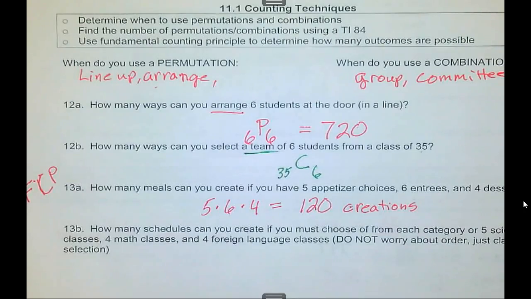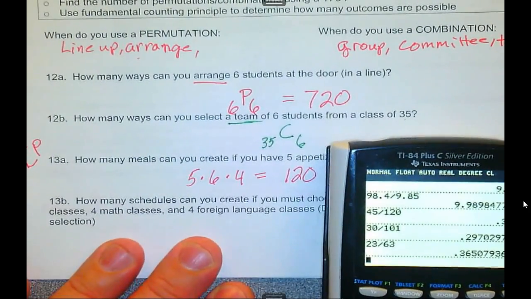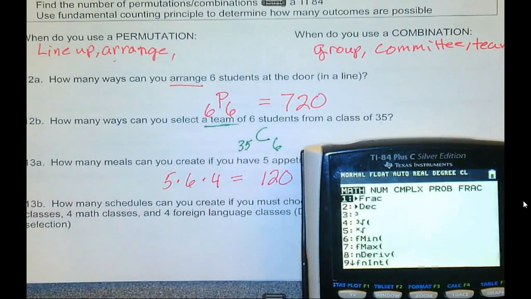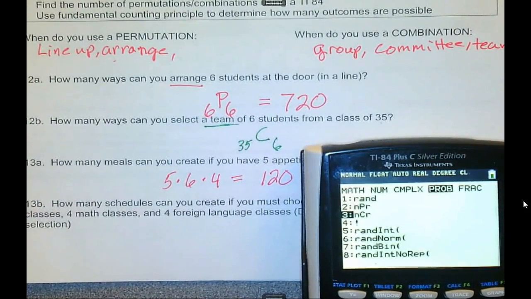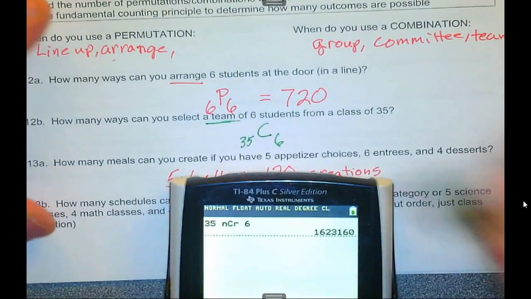Not combination. Combination's got a word formula. Is it really? Let's see, 35. Hit the math, go to prob, and hit the combination. And 6. And enter. Ooh, it is a really big number. It's like a million different ways.